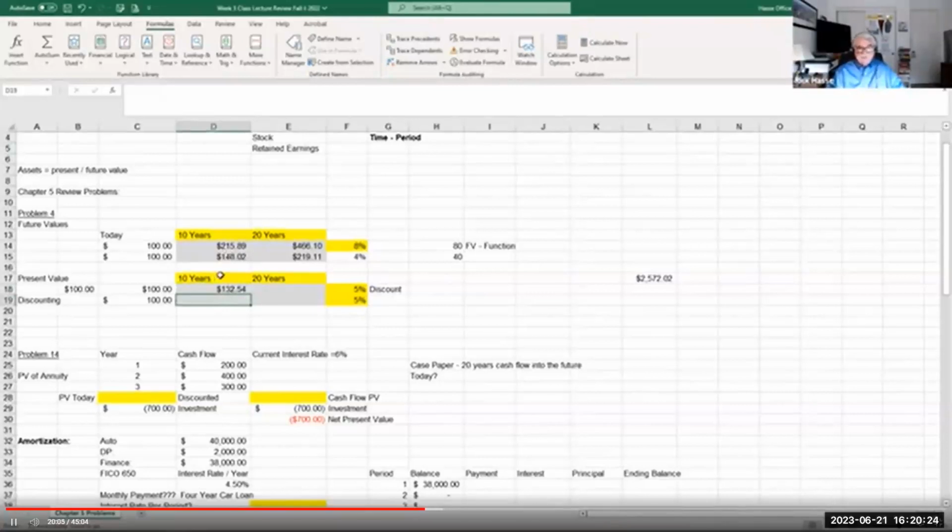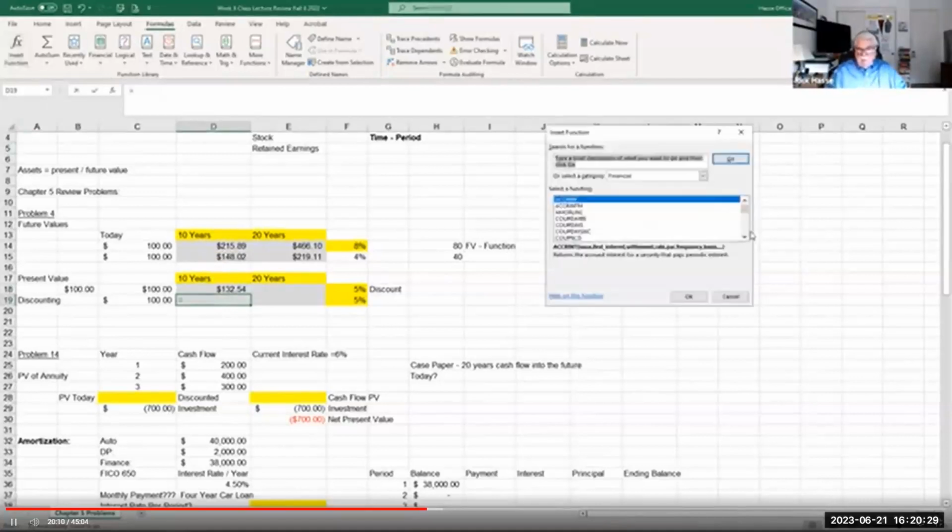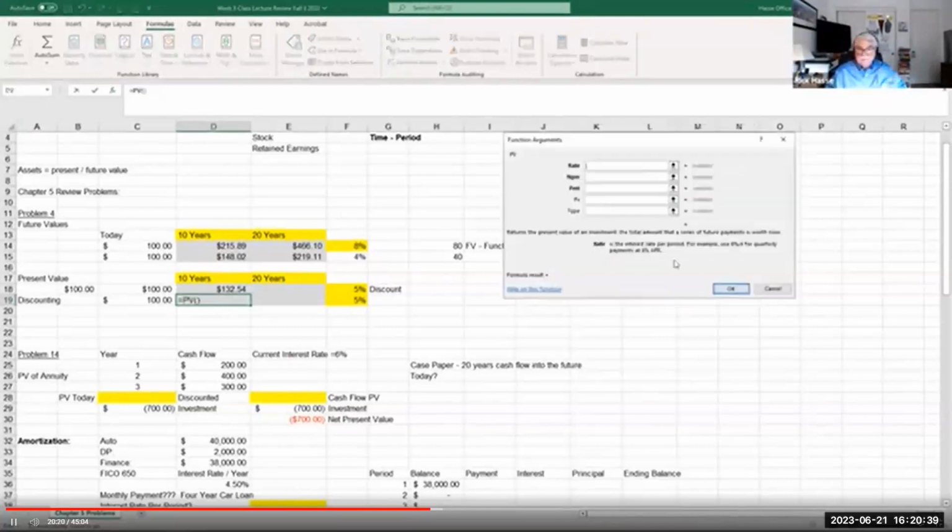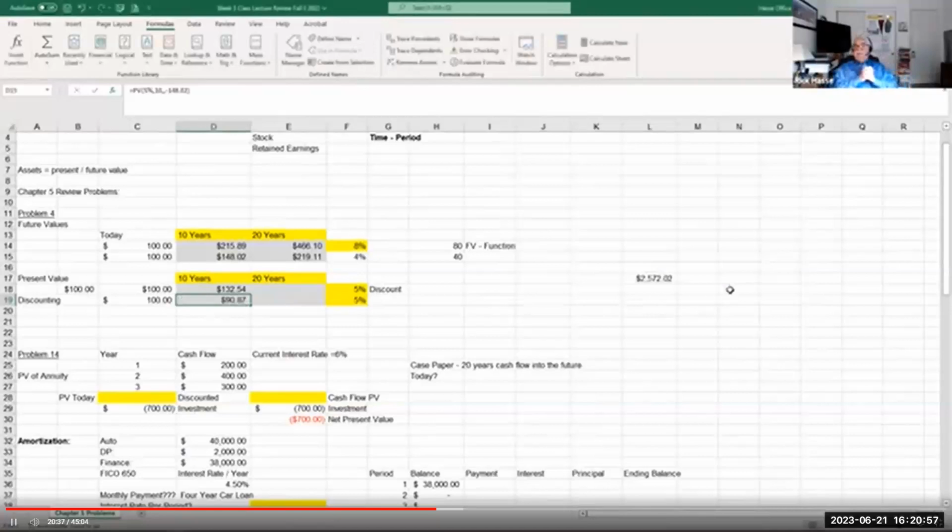Let's take a look at inflation with our 10 years at 4% interest rate. And this is going to be something very interesting. Watch this. Formulas, function, financial, present value. The inflation rate is 5% like it was before. It's still 10 periods, but now our future value is 148.02, because that's the 4% earning over 10 years. What is our investment worth? $90.87, and that's a perfect example of inflation.